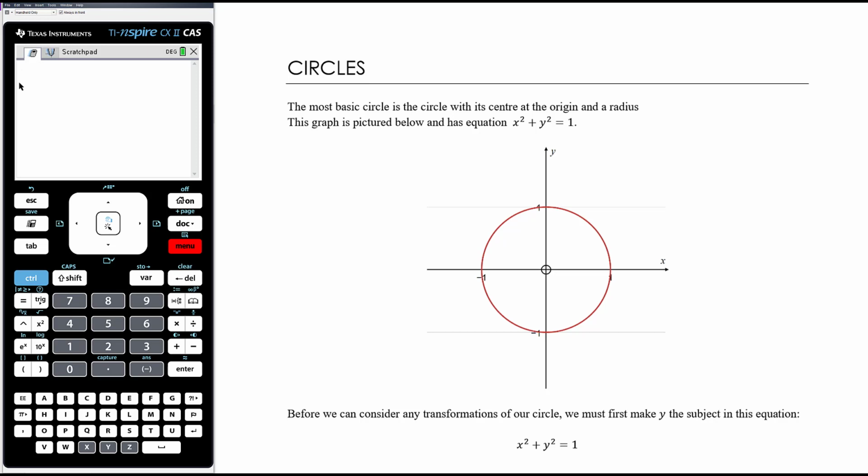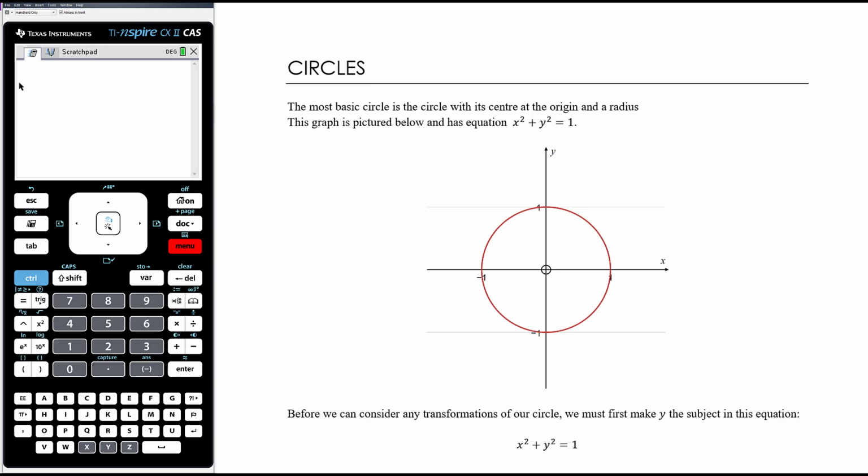So in this video we want to look at the graphs of circles. Now, as always, we want to start with the most basic representation of this kind of graph and then think about applying transformations to it. Now, applying transformations to the circle is not as obvious as it has been for the other functions. But let's start by having a look at the most basic circle.